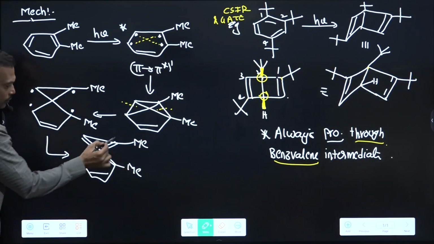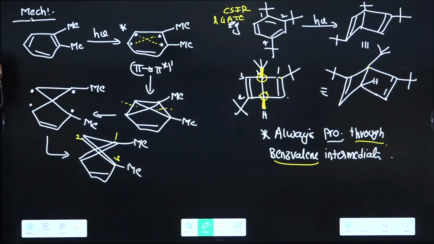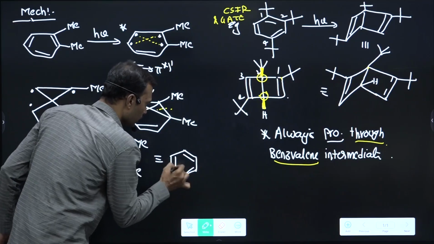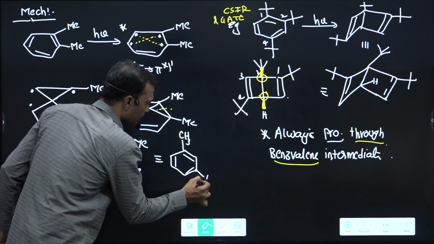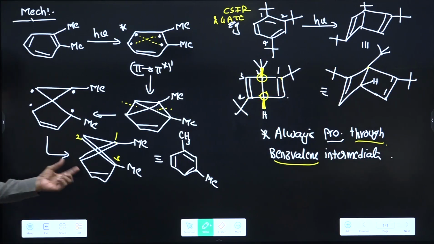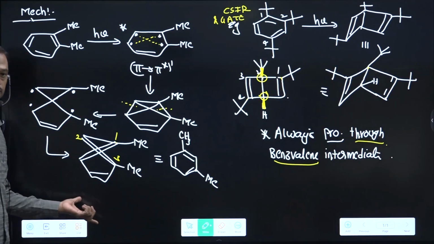If you give numbering 1, 2, 3, the first carbon carries methyl and the third carbon also carries methyl. Is it benzene? Yes, it is benzene. So write down the benzene structure 1, 2, 3. The first carbon carries methyl and the third carbon carries methyl. 1,2 rearranges to 1,3.